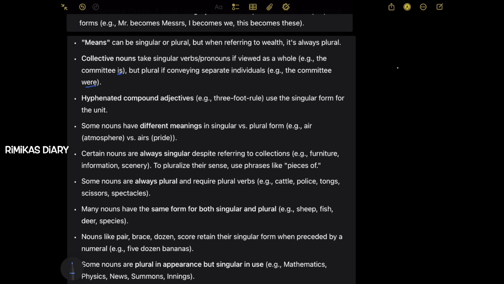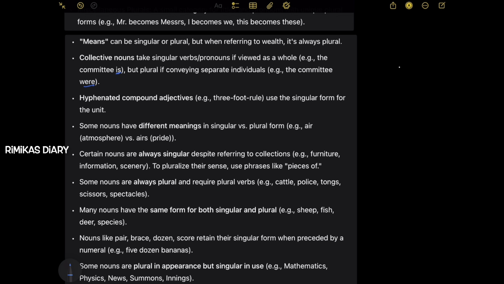Next, certain nouns are always singular despite referring to collections. Example, furniture, information, scenery. To pluralize their sense, use phrases like pieces of. Some nouns are always plural and require plural verbs. Example, cattle, police, tongs, scissors, spectacles.